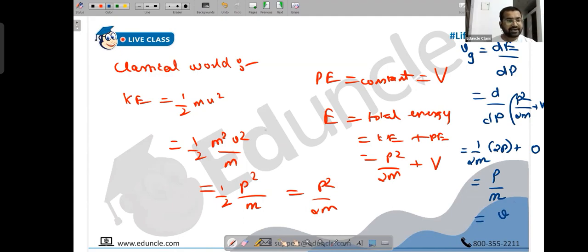Group velocity is actually the particle velocity. It's not phase. This v is the particle velocity, mass into velocity is momentum. So group velocity is particle velocity. Nice. Group velocity is particle velocity in the classical world.